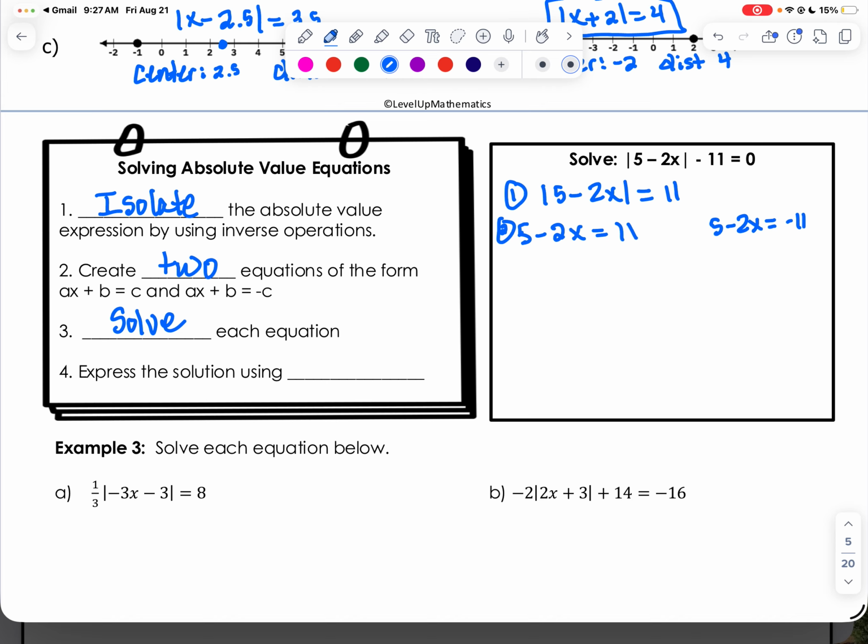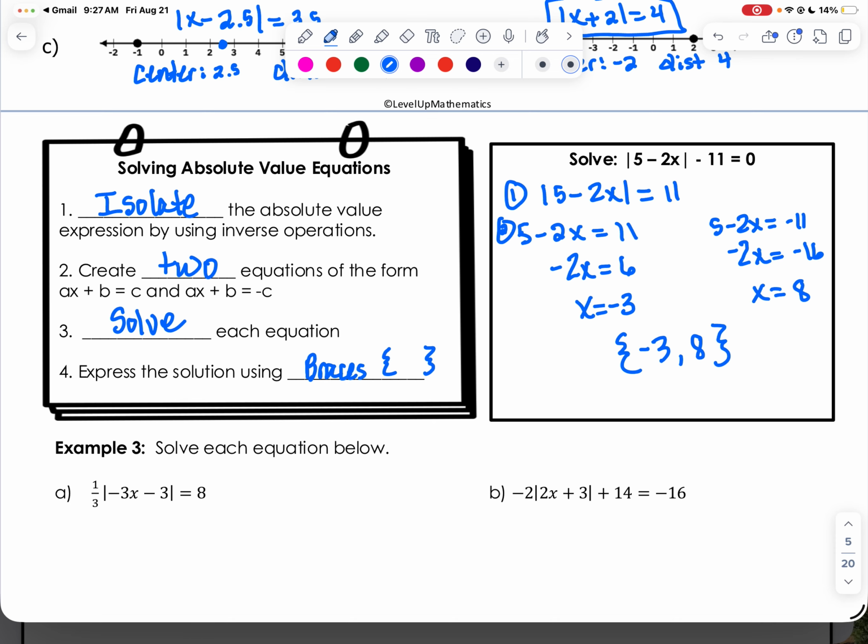So here I would subtract 5 to get negative 2x equals 6, and then divide by negative 2. So 6 divided by negative 2 gives me negative 3. On the other side, subtract the 5. Negative 2x would equal negative 16. Divide by negative 2 to get positive 8. Then you're going to express your final answer using braces, because both of the solutions are x values. So {-3, 8}. There's your solution.